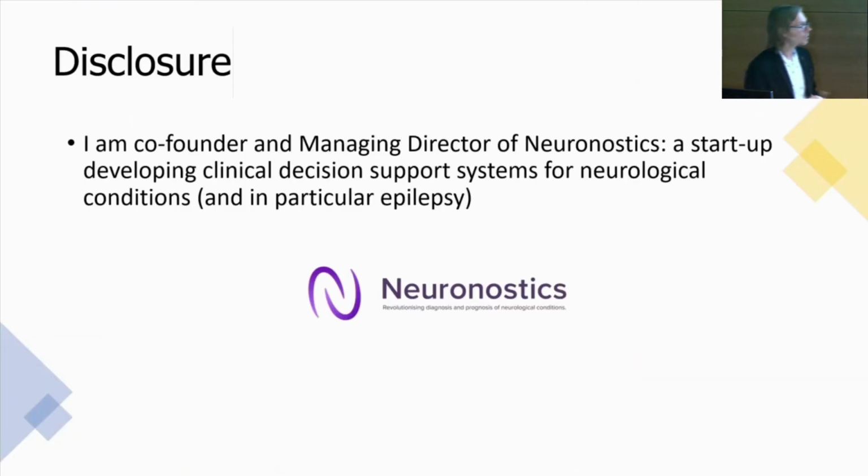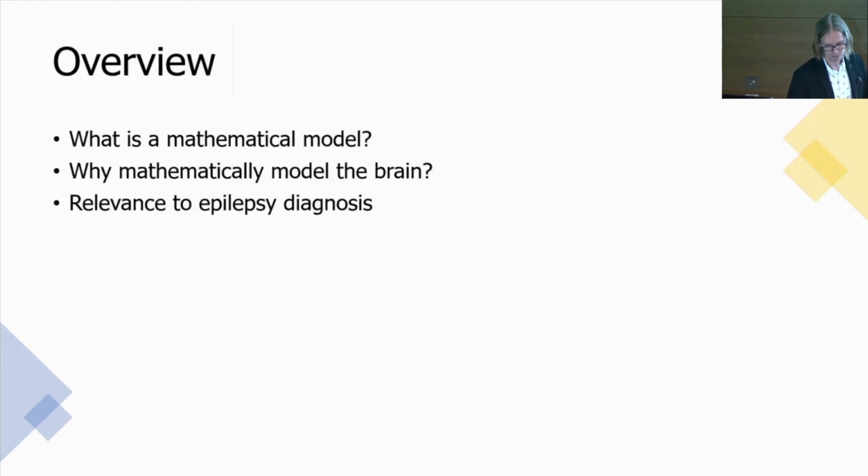But before we do that, I should disclose that I'm a co-founder and managing director of Neurognostics, which is a startup developing clinical decision support systems for neurological conditions and in particular epilepsy. So when I talk about this work, do bear that in mind. And just to give a brief overview, I'm going to introduce what a mathematical model is, ask the question why mathematically model the brain, and talk a bit about the relevance to epilepsy diagnosis.